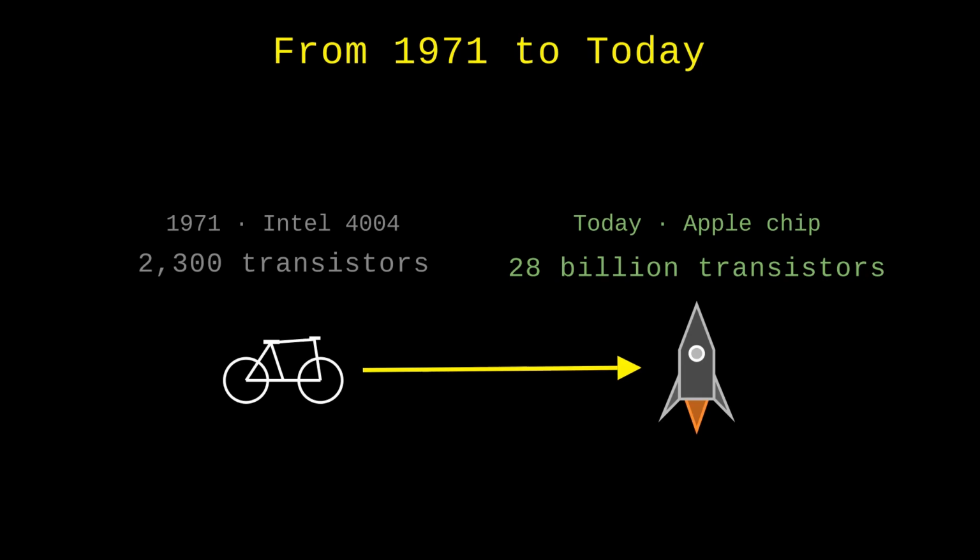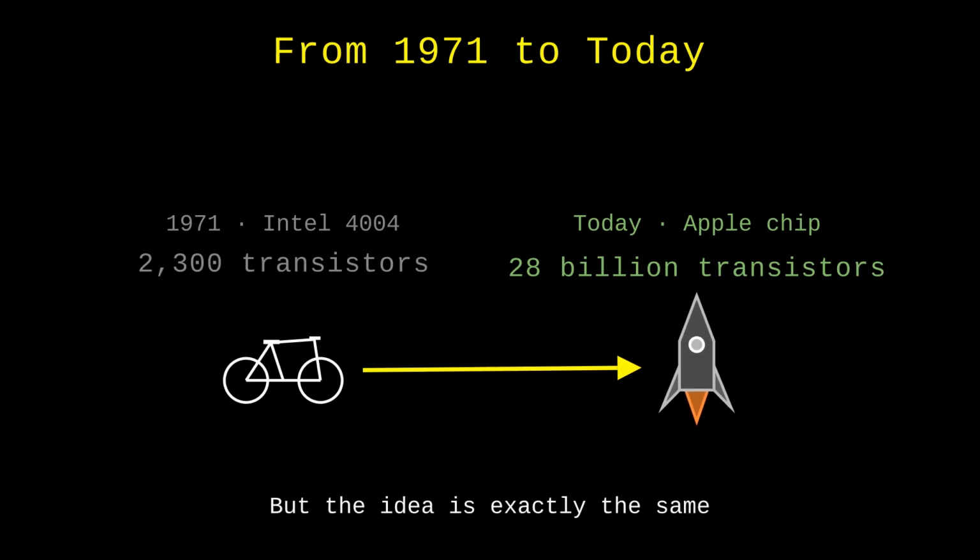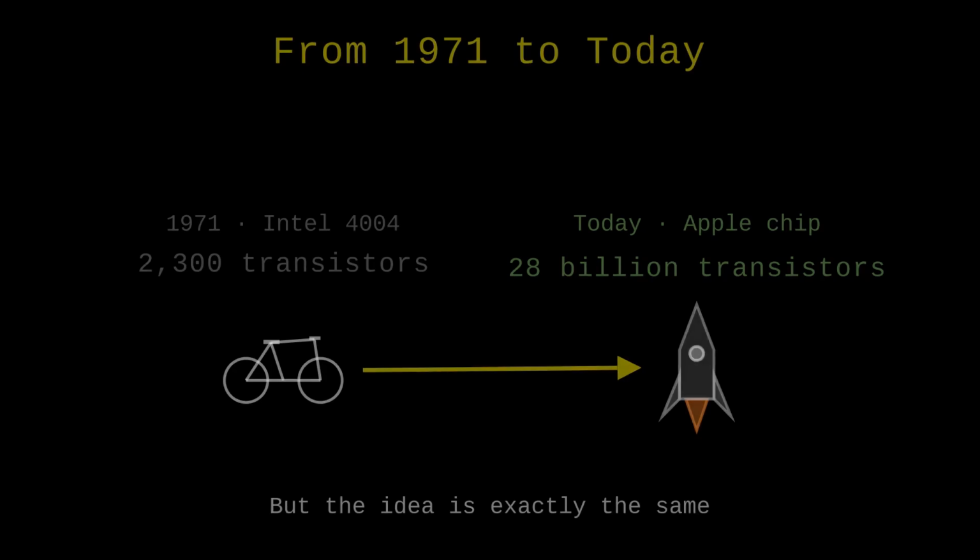And here's the beautiful part. The fundamental idea hasn't changed. It's still switches. Still on and off. Still ones and zeros. Still AND, OR, and NOT gates. Still an ALU, registers, and a control unit doing fetch-decode-execute. The idea is exactly the same. We just got really, really good at making it incredibly small and incredibly fast.